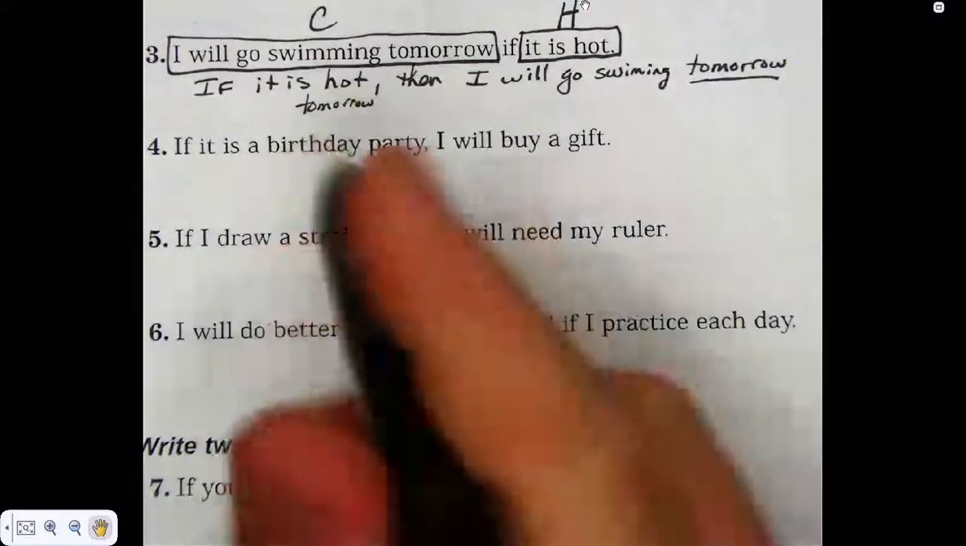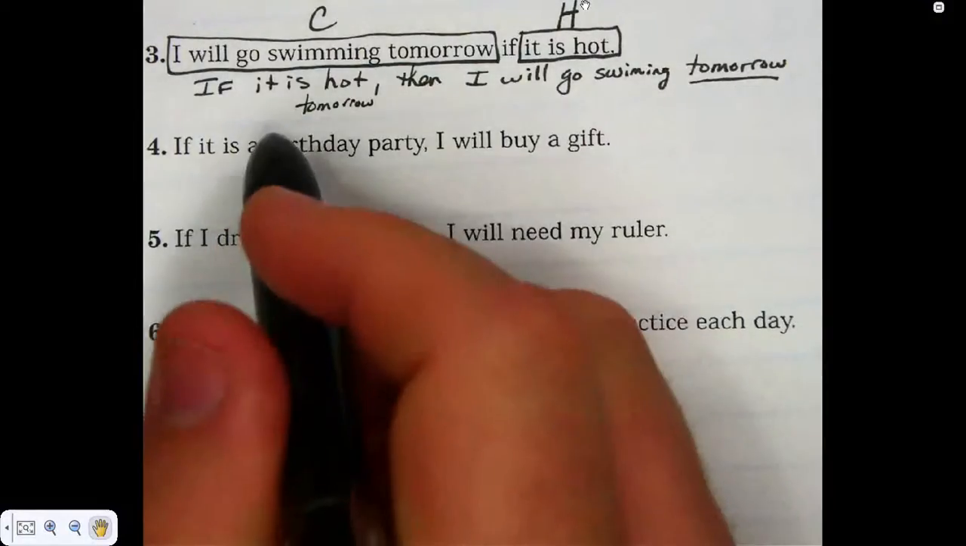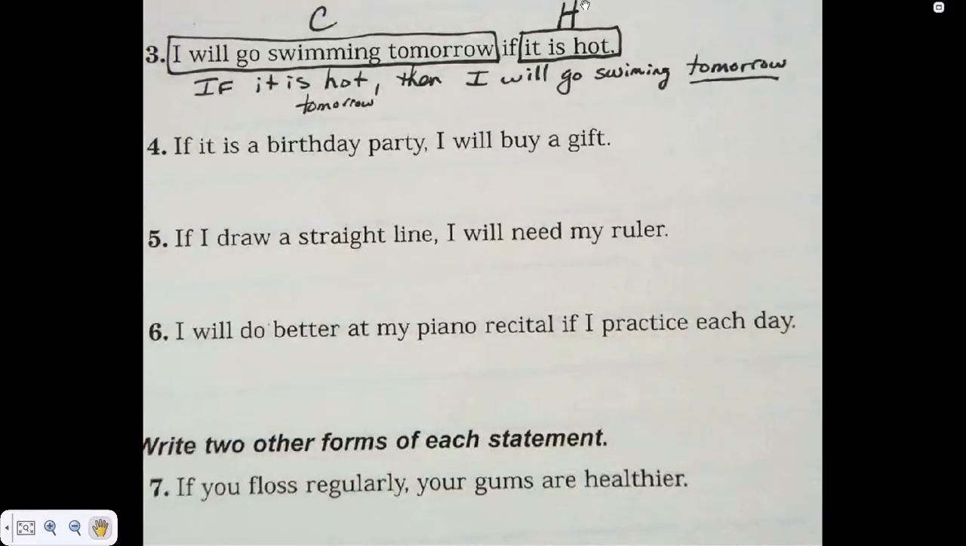Now, are you getting the idea if you don't put the tomorrow? Yes. But probably the most correct answer is that. So sometimes you can add things if you think in the statement that it's saying that. Does that make sense? But like I said, the first is okay too.